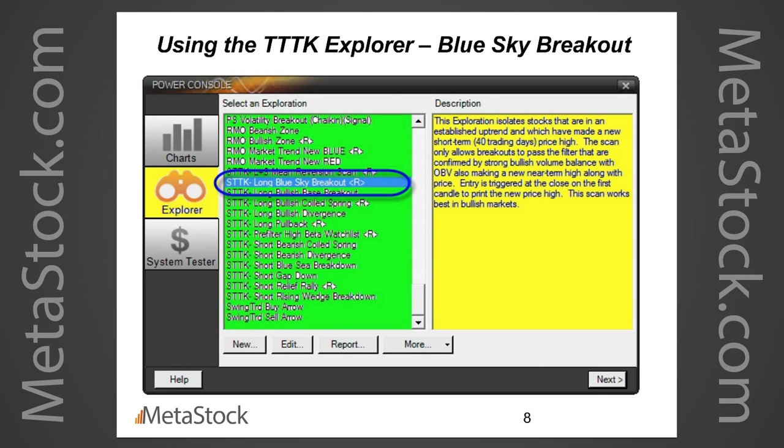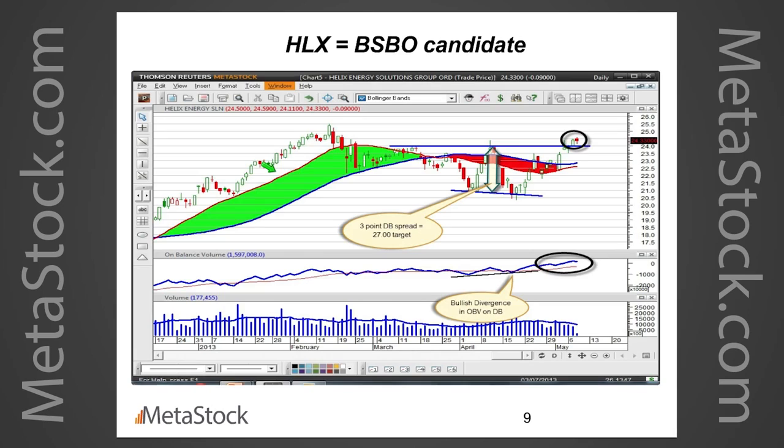Okay, so here's what your trend trading toolkit, the particular breakout on the long side exploration, will look like. You simply highlight that. You can see off on the right side of the chart here the description of the exploration, and it's called the long blue sky breakout because we're looking at blue skies overhead as price moves up into new high territory. So you would simply click on that, a couple more clicks, and then you will have your short list of stocks to watch.